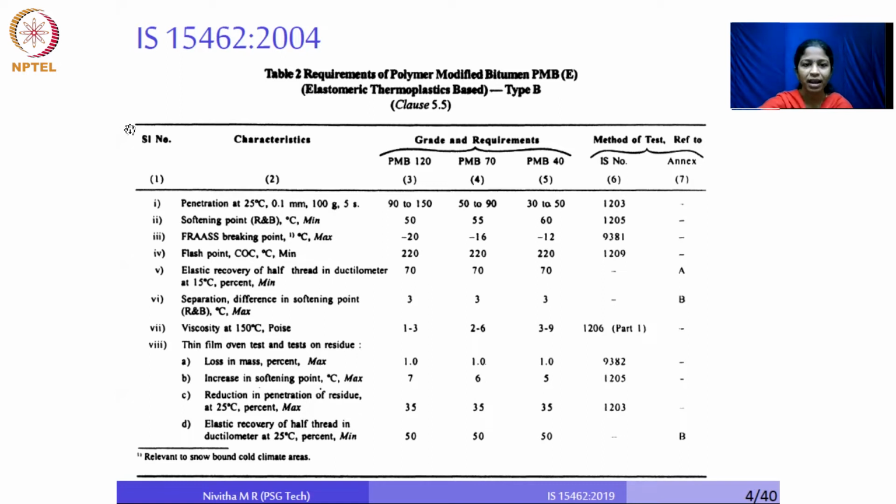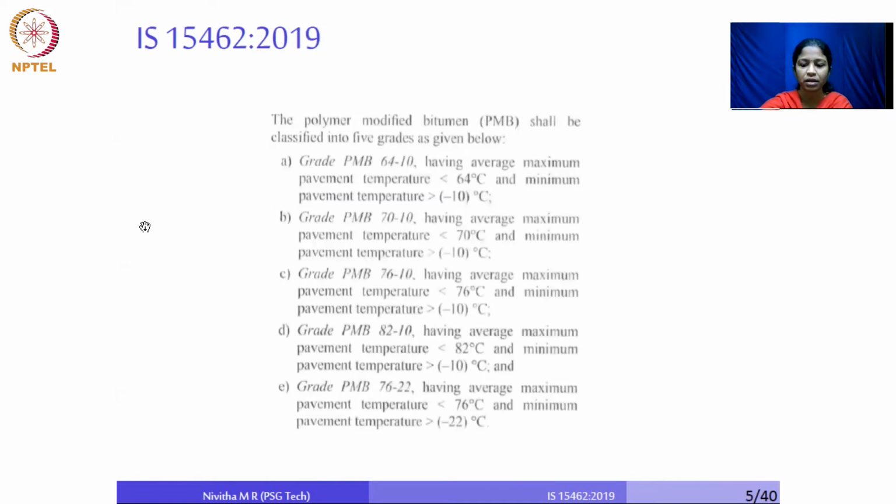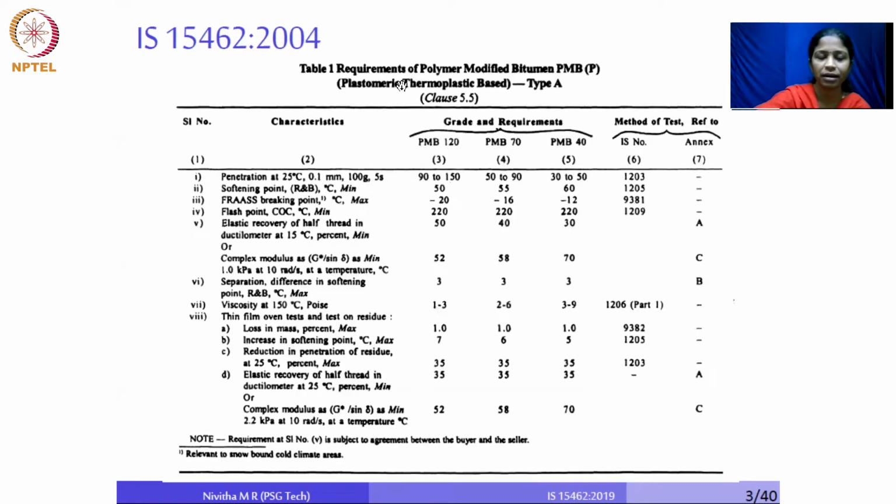Right. So now let us start with the older one. We'll just discuss the parameters that are measured using this code. If you look at it, you can see penetration at 25 degrees Celsius is the first parameter that is measured. Then we have softening point, frost breaking point, flash point.